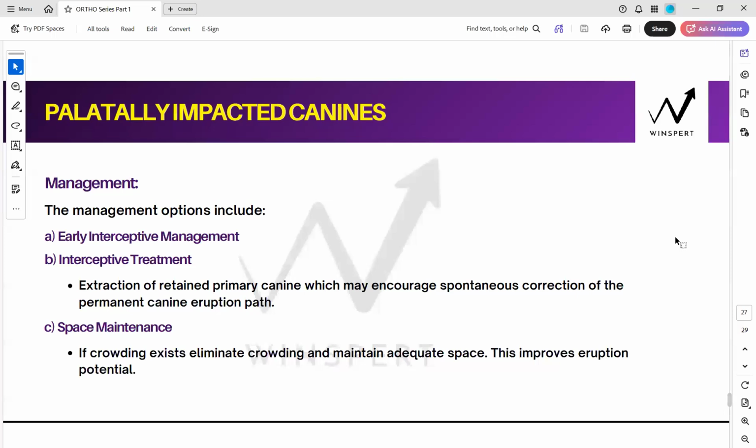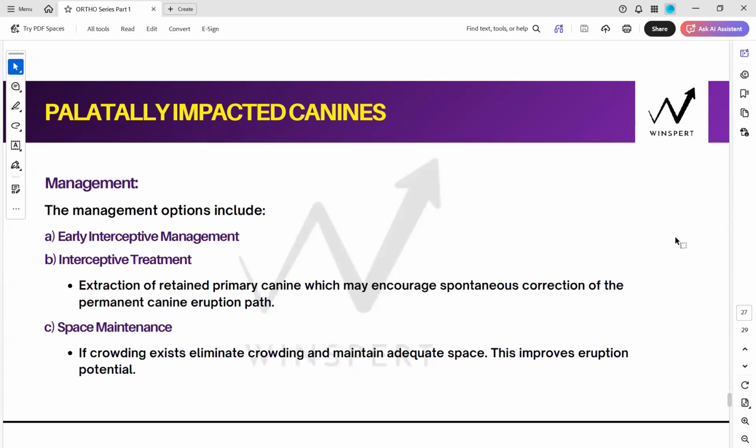So what is interceptive treatment? It can include extraction of a retained primary canine, because at that stage the root is still developing in the permanent tooth bud. From the age of 10 to 13 is when you can do the interceptive management. After the age of 13, when the root length is completely formed, if it has lost its eruptive forces, you will require complete active orthodontic definitive treatment. So interceptive treatment at the younger age of 10 to 13 will include extraction of retained primary canine, which can encourage spontaneous correction of the permanent canine eruption path.